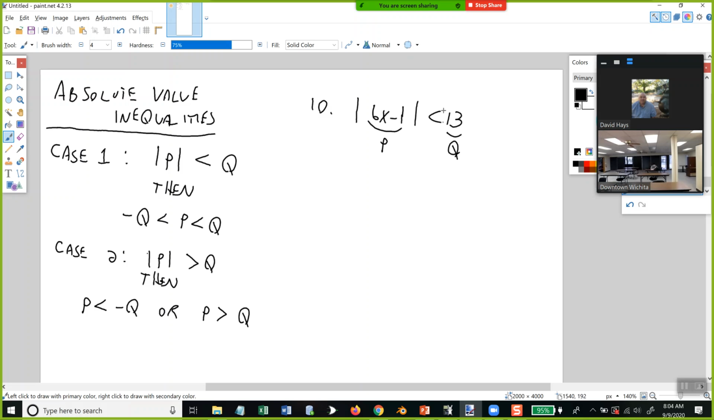Now, since this is a less than, then we want to use the less than formula. So case 1. Our formula says we're going to rewrite it as negative Q is less than P is less than positive Q. I'm going to plug 13 in everywhere I have a Q, and everywhere I have a P, I'll plug in 6x minus 1.